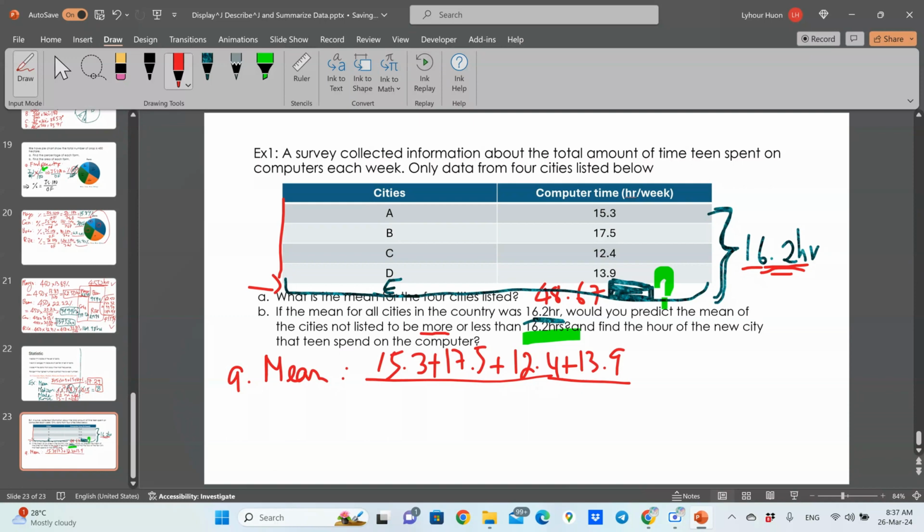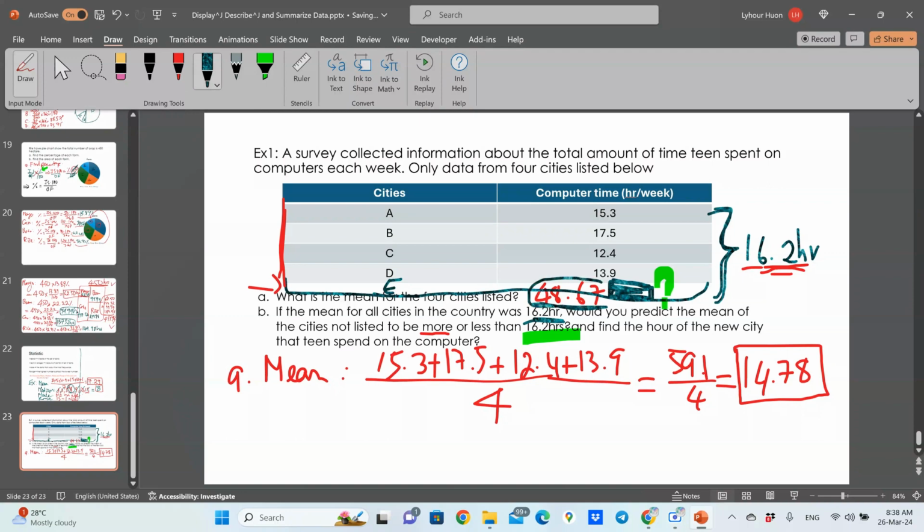So for question A we only have 4 cities, so we need to divide by 4, right? So this will be 15.3 plus 17.5 plus 12.4 plus 13.9, it's 59.1 divided by 4, which is equal to 14.78. So it's 14.78 the whole time? Yes, for question A, it's 14.78. I got it wrong. Maybe, how did you find this 48.66?